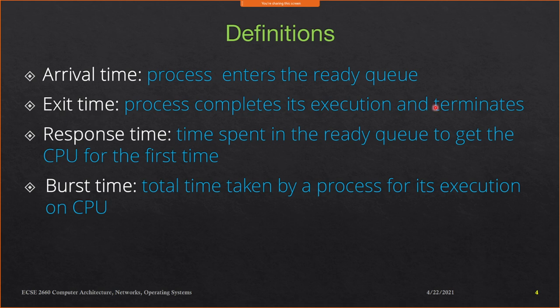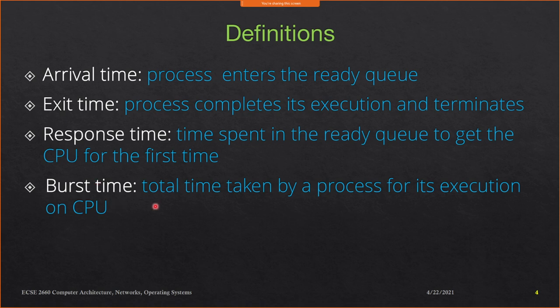So you can think of arrival time and exit time as the start and end time for each process. Response time is the time a process spends in the ready queue to get the CPU for the first time. Note that this is for the first time, because if a process goes from a running state into a waiting state, it would need the CPU's attention a second time, but that would not count as the response time. So it's only the time the process spends in the ready queue before it first gets the CPU.